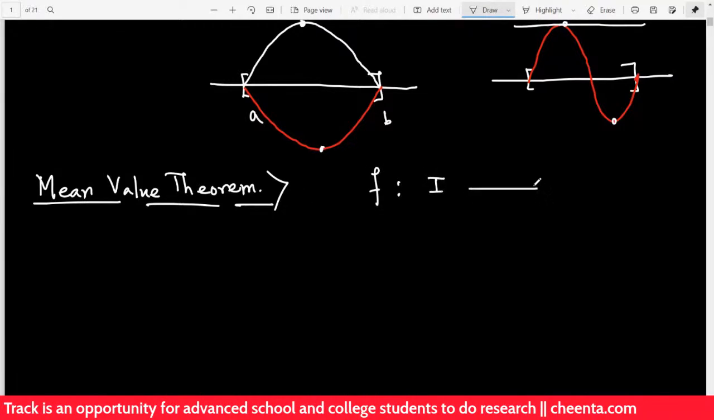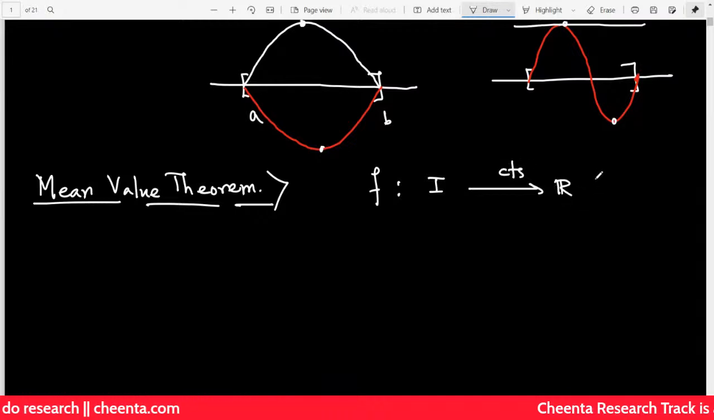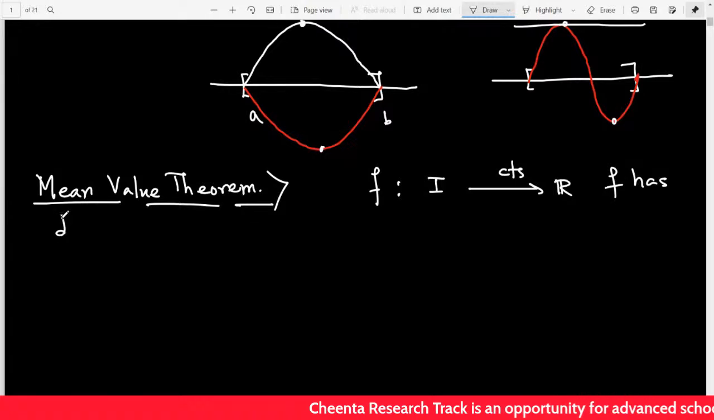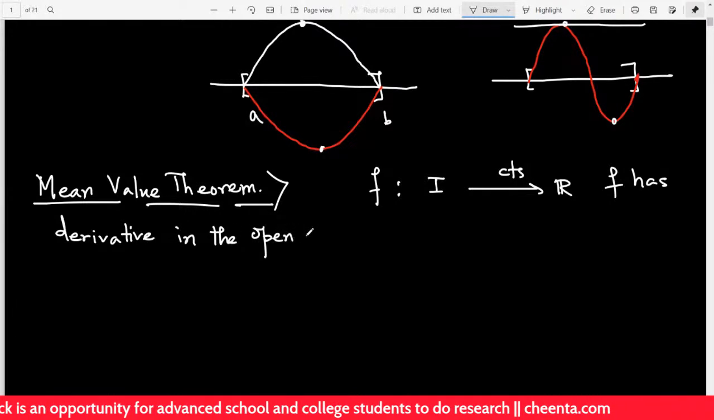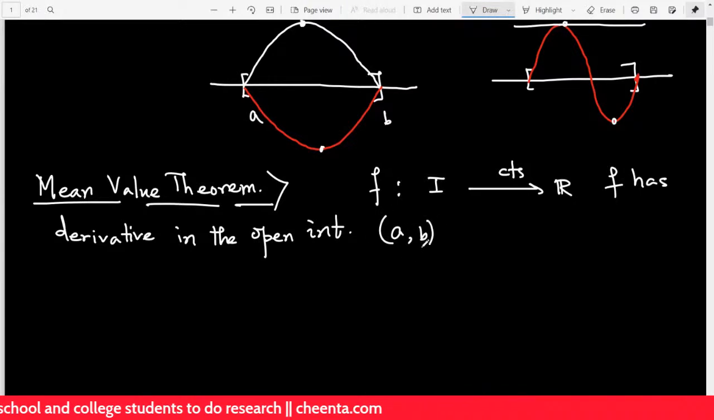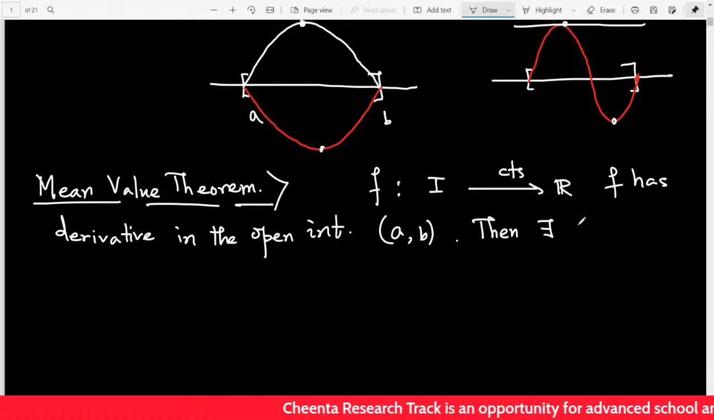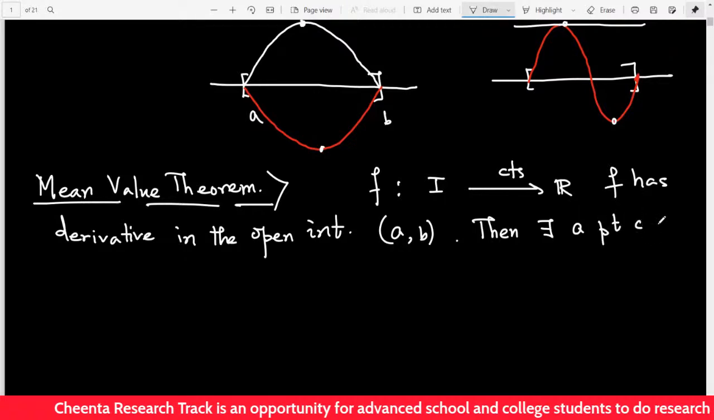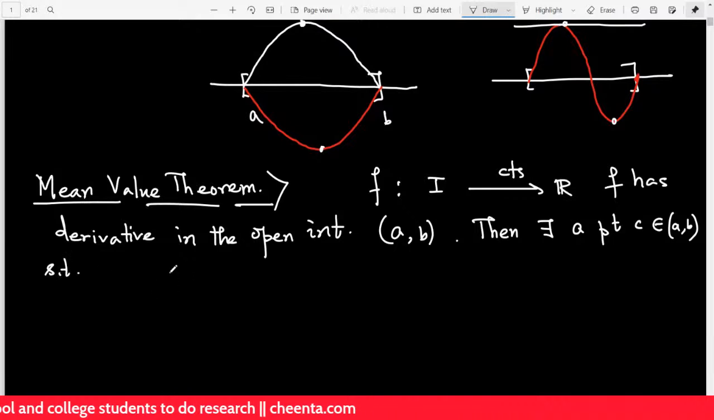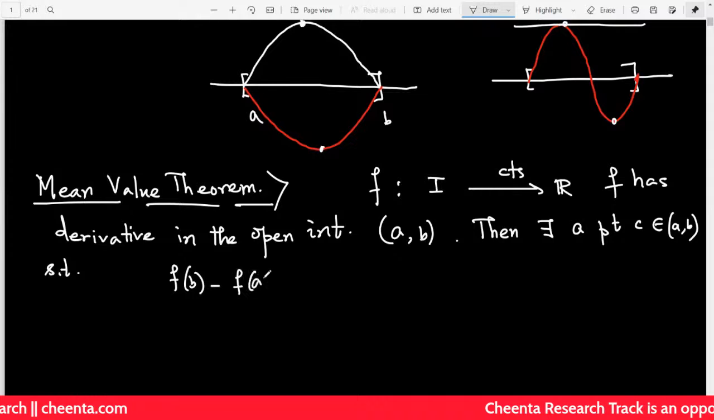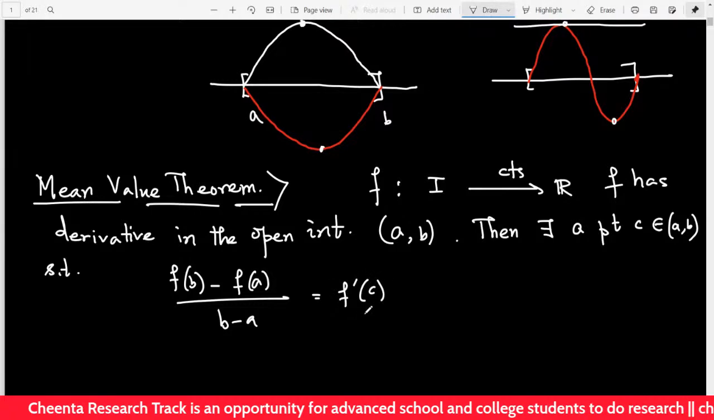If f from I to R is continuous, this is given, and if f has a derivative in the open interval a comma b, then there exists a point C in a comma b such that f of b minus f of a divided by b minus a is equal to f prime of c. So that is what the mean value theorem tells you.